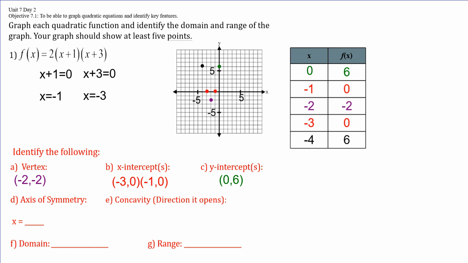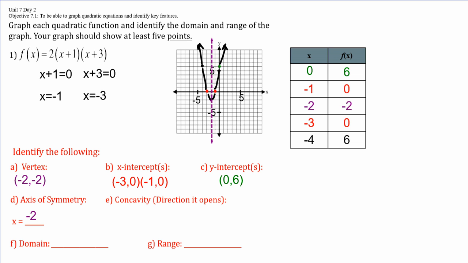Now we just need to connect the data points because parabolas are continuous functions, and we have our shape ready to go. Now, what else could we answer? Well, we know the axis of symmetry goes through the vertex, and the vertex is at (-2, -2). So the axis of symmetry is going to get drawn through that point. It's a vertical line, and so our equation is going to be x equals -2.